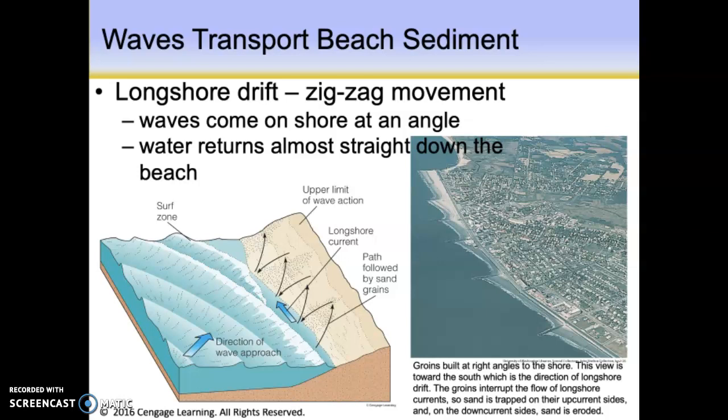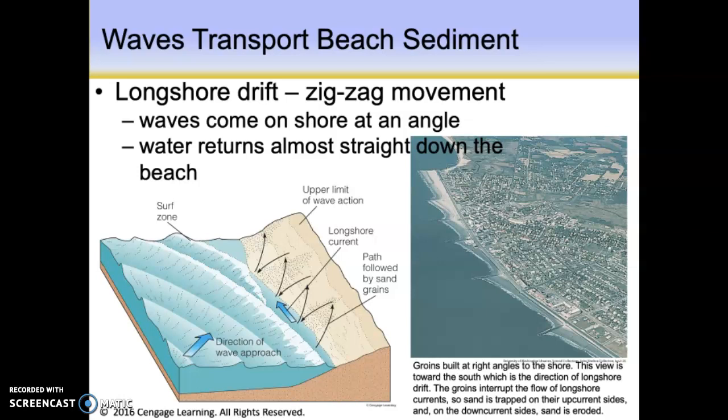You can see the effect of this in the picture on the right-hand side. Longshore drift is going toward the top of the photo. You'll notice that they have built walls out into the water. Those walls are called groins. And the sand is building up on one side of the wall because the longshore drift is pushing it up to that wall, and then it can't get around.